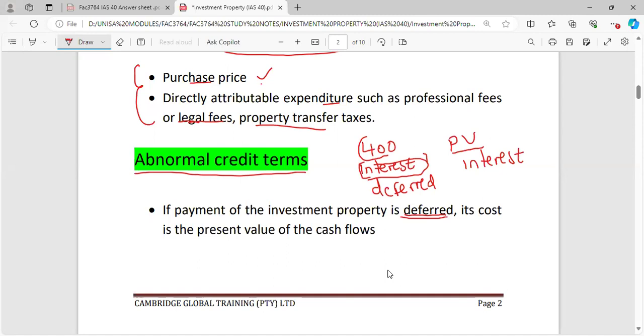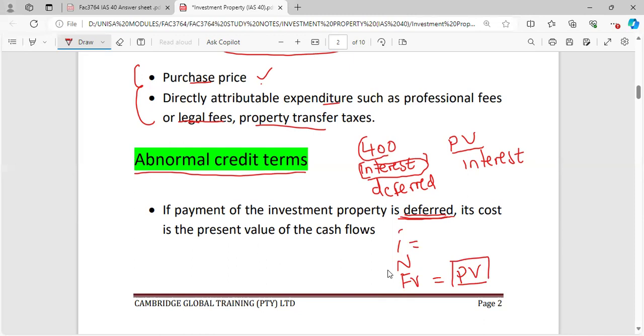Look if there is interest, if there is N, if there is FV, then it means you are going to calculate the present value. That present value is going to be the cost of the investment property. They like to bring in this kind of question. So in a question, look at what they provide you with: the interest and the date when the payment is going to be done.